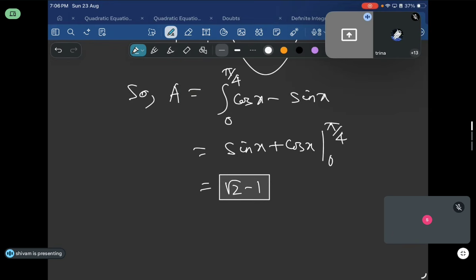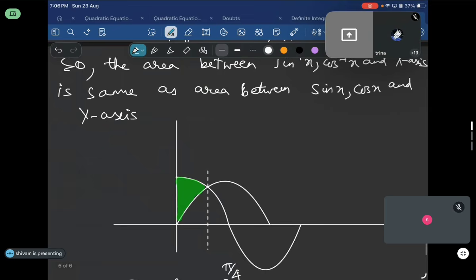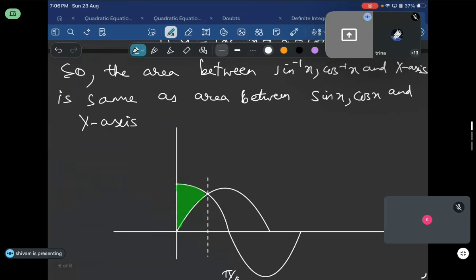Tell me, have you understood? Cos y minus sin y into dy. As we could have said, this is also the area between sin y, cos y and the x. Sin x, cos x, and sin y, cos y and x. Is it clear?